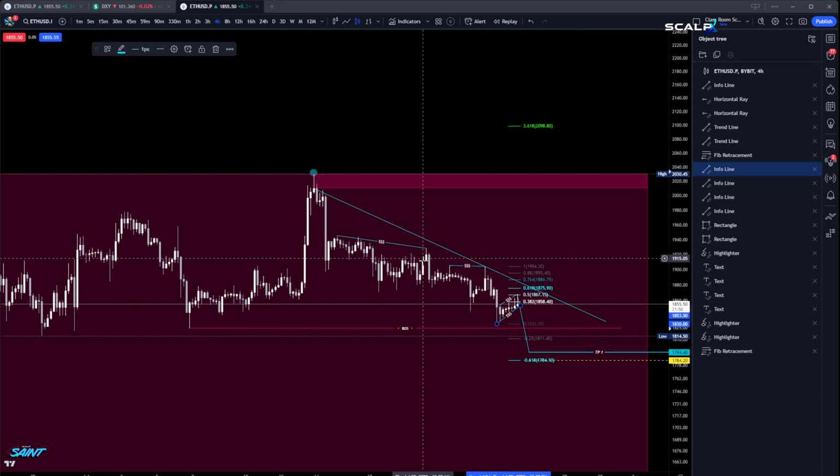If it breaks underneath, let's say it wicks, but then the body pulls back up and still rests above this line, it's not a break in structure. You need a full body candle to break that structure. So an example of that would be pullback. So here's my pullback.